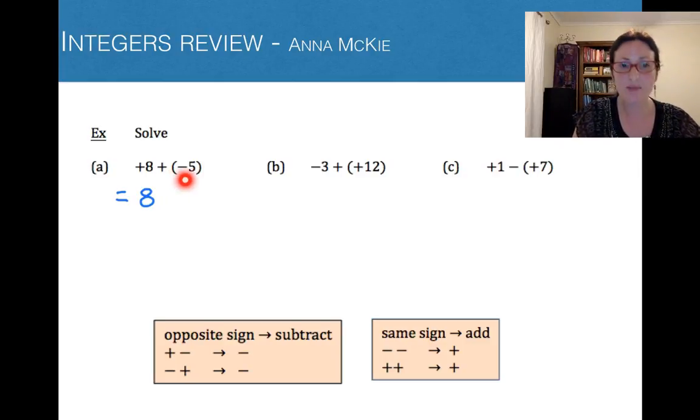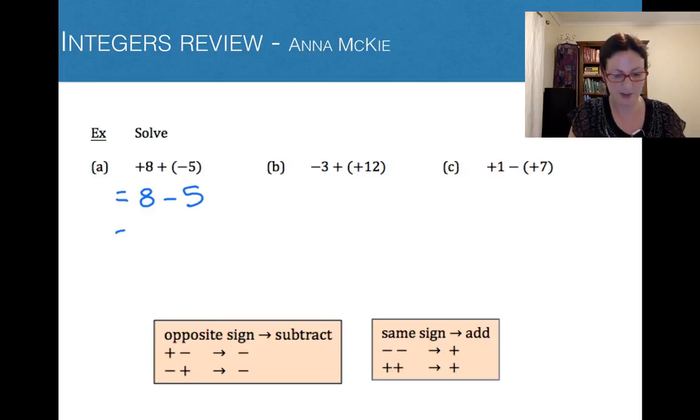We need to tidy up these two signs here. If we're adding -5, being opposite signs, that's the same as a subtract. So we're going to do subtract 5. And then we work that out and we have 3.